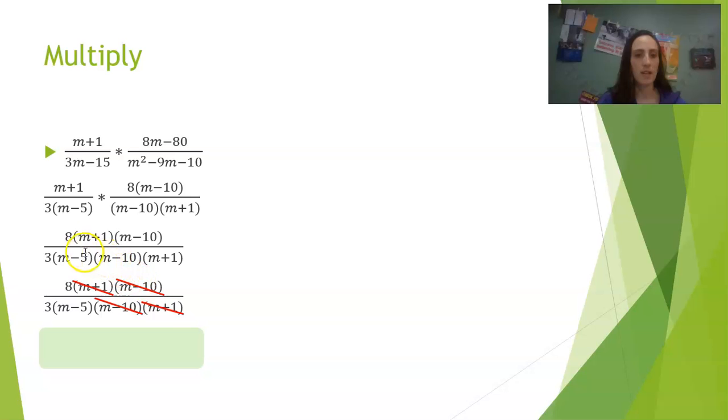So I do see that on the top I have an m plus 1, and on the bottom there's another m plus 1, so you can see I canceled those out. I have an m minus 10 on the top, I have an m minus 10 on the bottom, so I cancel those out. Whatever I have left over is going to be my simplified answer. So this multiplied is going to give me 8 over 3 times m minus 5.